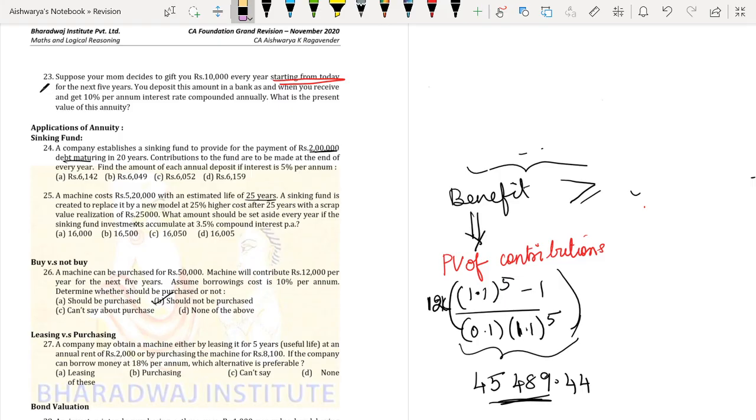A company may obtain a machine either by leasing for 5 years at an annual rent of 2,000. So again 0, 1, 2, 3, 4, and 5 years. So 5 years, leasing it for 5 years.